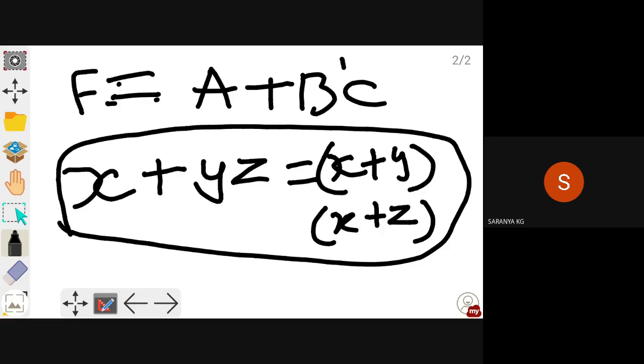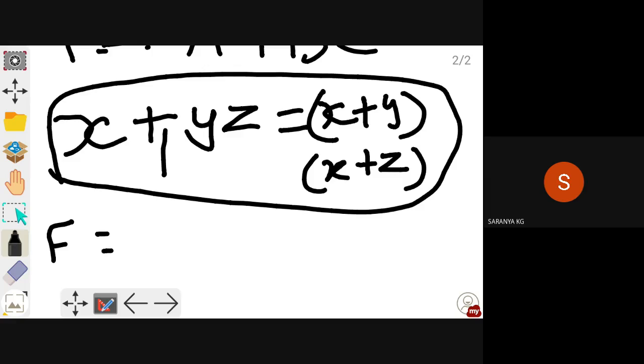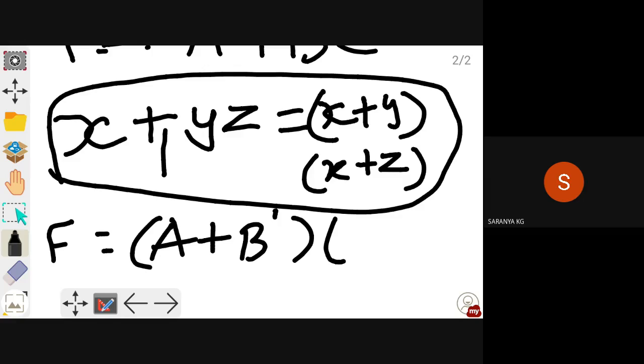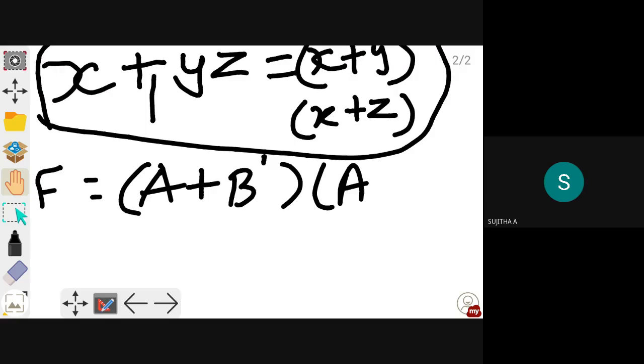So you take this sum. How can you expand it? a plus b dash c, so a plus b dash into a plus c. So you have to use the distributive law in order to separate the terms. So now you have separated the terms: a plus b dash into a plus c.